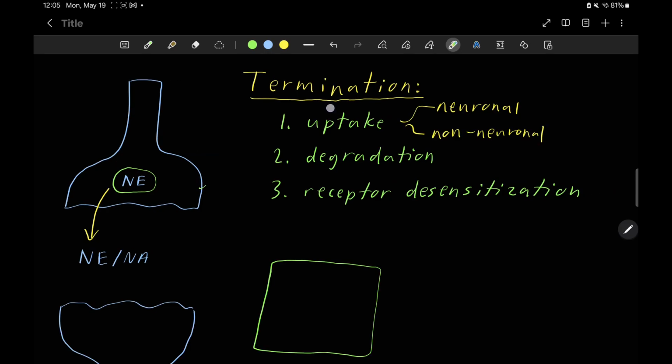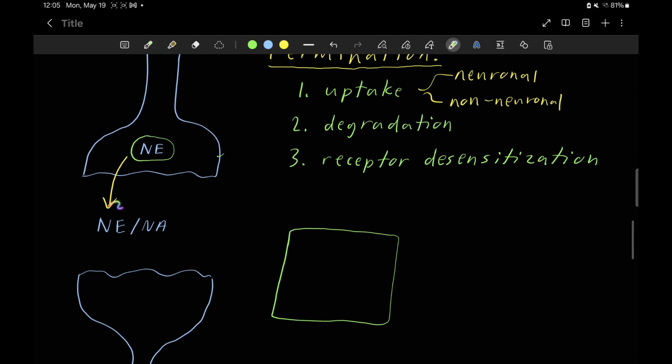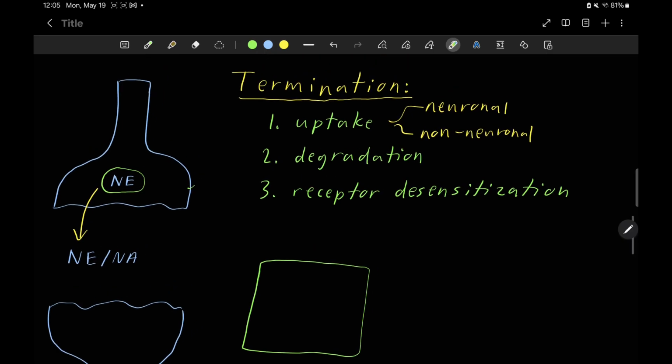So the termination mechanism of uptake, as we said, is when your norepinephrine is released into your synapse, and then if you have an excessive response, you can terminate and control this response by having your norepinephrine get uptaken into cells and stored for later. There are two different types of uptake: neuronal and non-neuronal. As the name suggests, neuronal uptake is when your norepinephrine gets uptaken into neurons, either the neuron that just released it or some other neuron that's nearby. Non-neuronal uptake is when your norepinephrine gets uptaken into some other non-neuron cell, let's say some tissue cell.